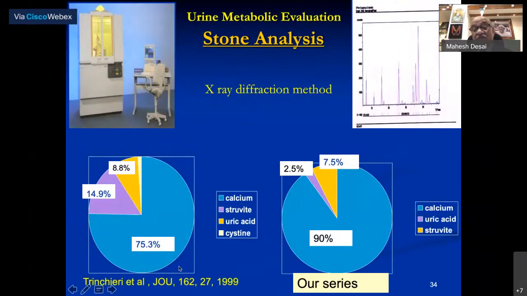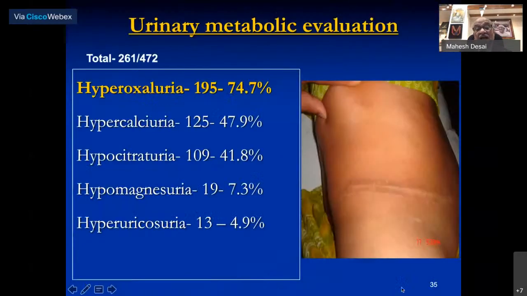Then stone analysis: we found that in 90% of the recurrent stones it was calcium, 2.5% was uric acid, and struvite was only 7.5% in our series. And then when we analyzed the metabolic evaluation, in 261 out of 472, hyperoxaluria was 74%, hypercalciuria was 47%, hypocitraturia was 41%, hypomagnesuria was 7.3%, and hyperuricosuria was 4.9%, much less.